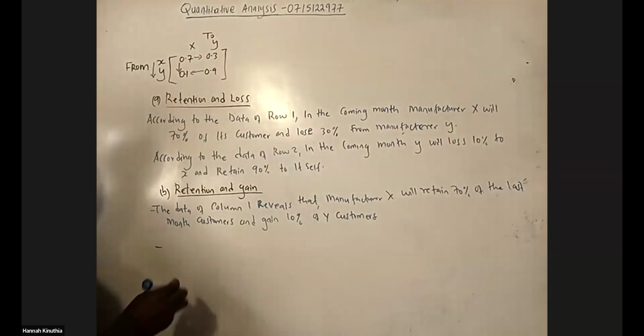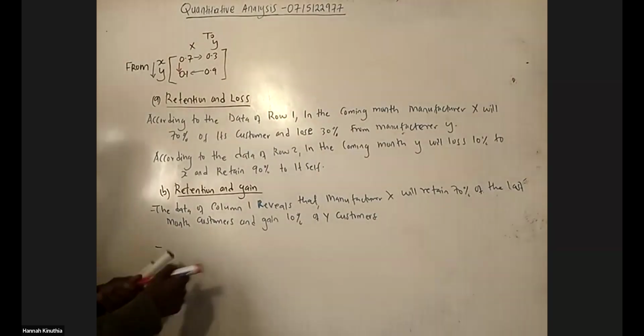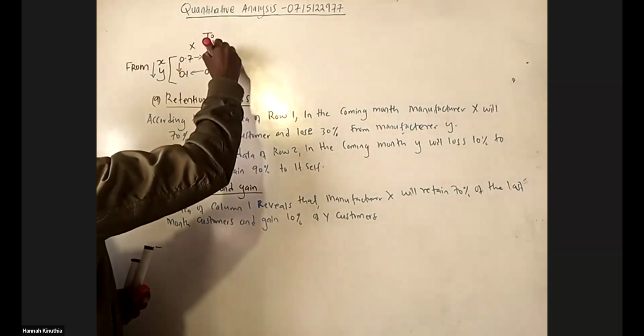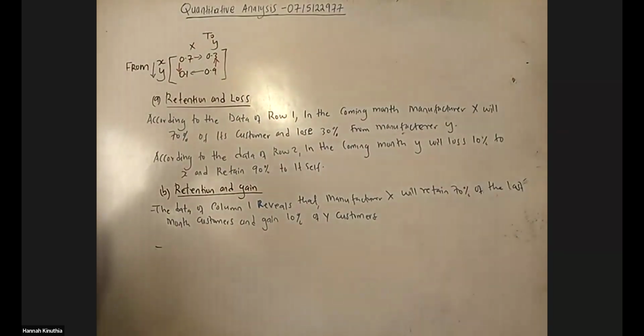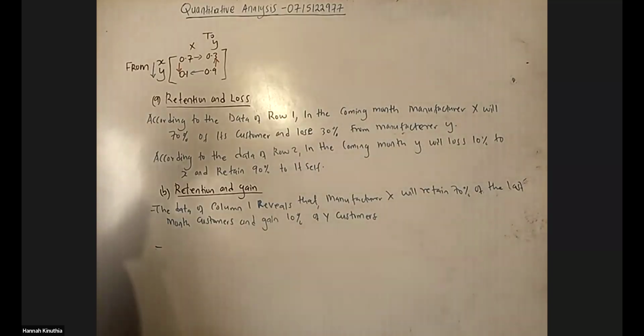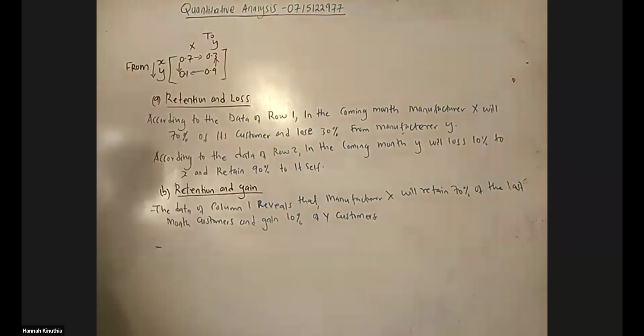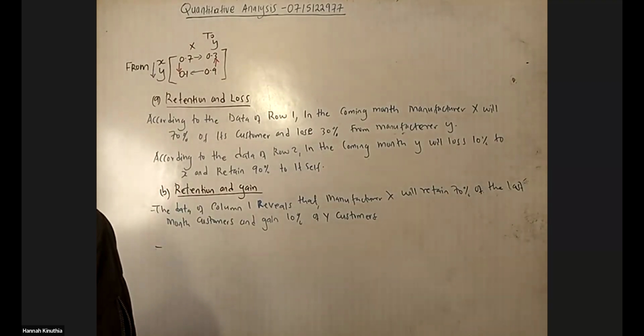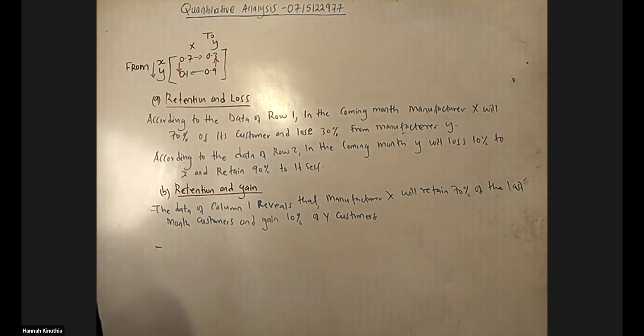Can you do the other one? This one? What will you say? So answer that please. Linda, answer the other one. Manufacturer Y will retain 90% of its customers and gain 30%. Yes, that is correct.